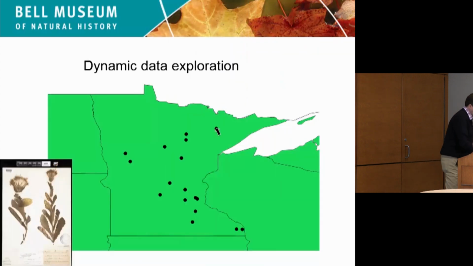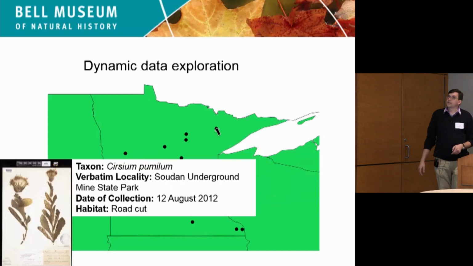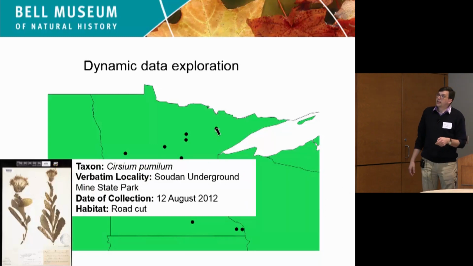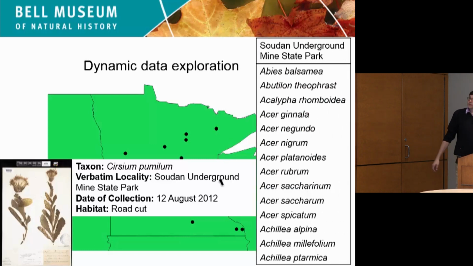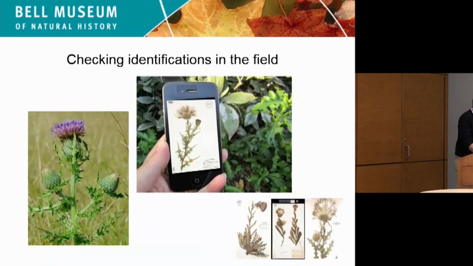To be able to explore the database dynamically. Like, let's say these are the distribution of records for a particular species. To be able to click on one, pull up the image of the specimen, get the associated data like Sudan Mine State Park, and then go a bit further and explore dynamically by, let's say, seeing what are the records known from Sudan Mine State Park, and pull up a whole checklist for that location.